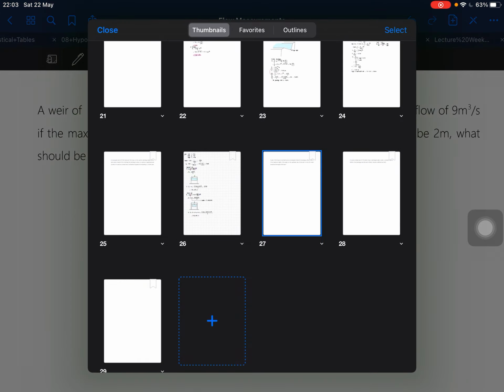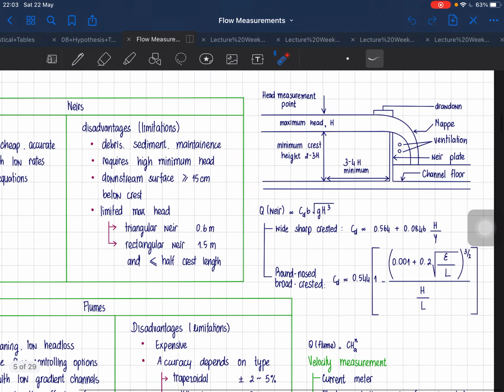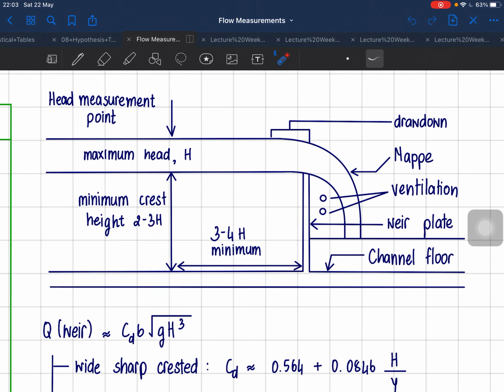So let's go back and take a look at the diagram of the weir. How does the weir look like? So this is the kind of weir. They're finding the height of it. So it says that the discharge that is going to flow like this is going to be 9 cubic meters per second, and the maximum depth of the water is 2 meters.